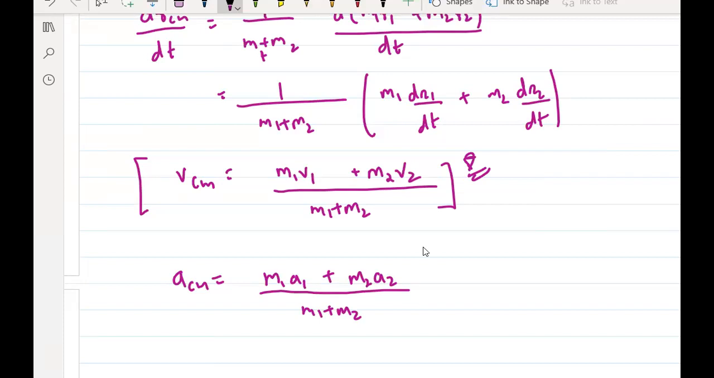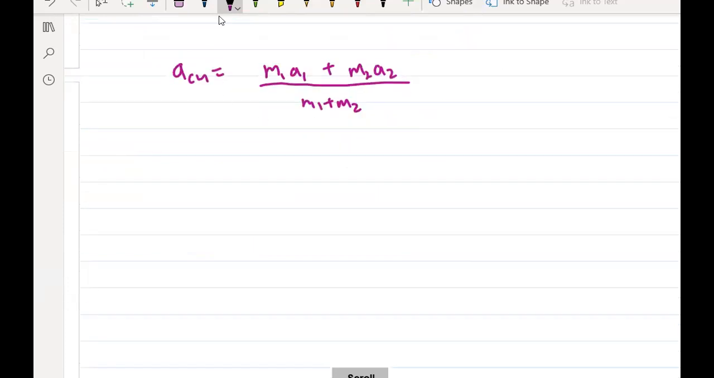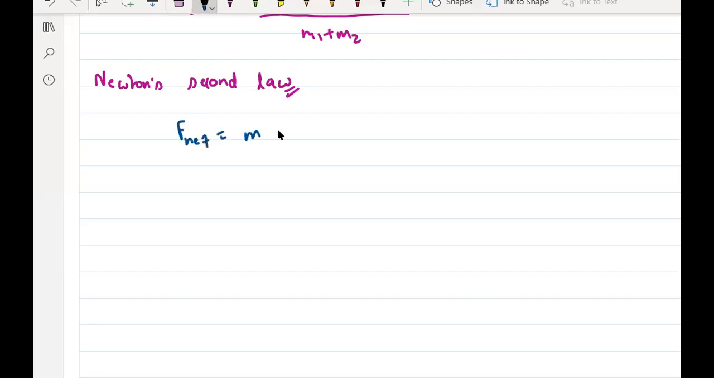Okay, let us revise the concept of NLM. So what is Newton's second law, guys? What is Newton's second law? Everyone. F is equal to ma. Or I can just write like this, F net is equal to ma. But when you talk about this ma, it is for a single object. Yes or no? Single object.